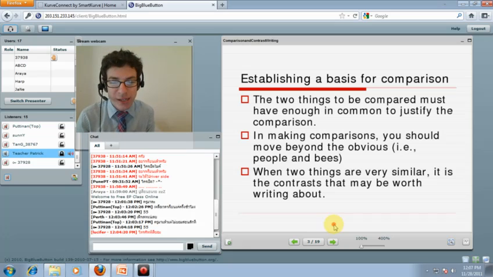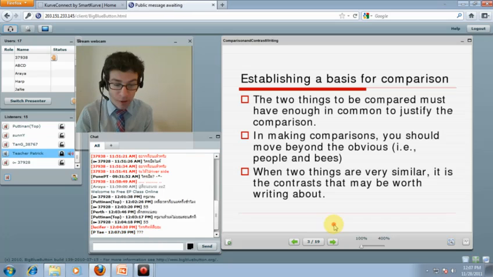Also, you need to pick something that you have enough to talk about. So, if you're writing a short essay, pick two things that are similar. If you have a long essay, pick something that is more complicated.